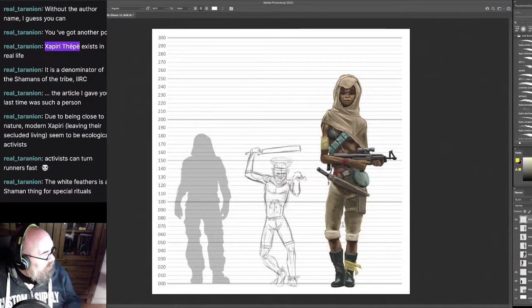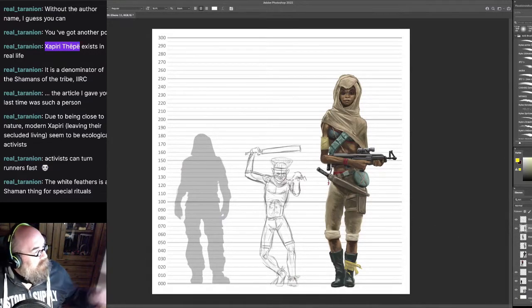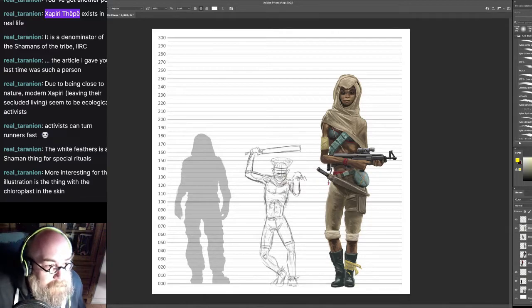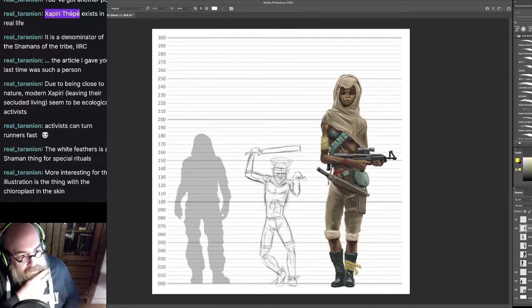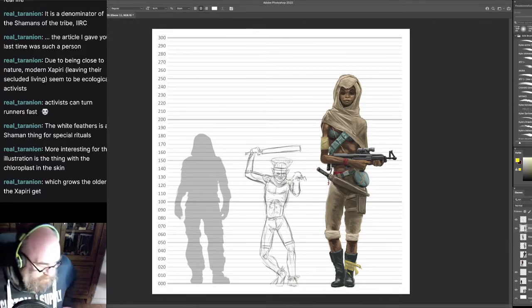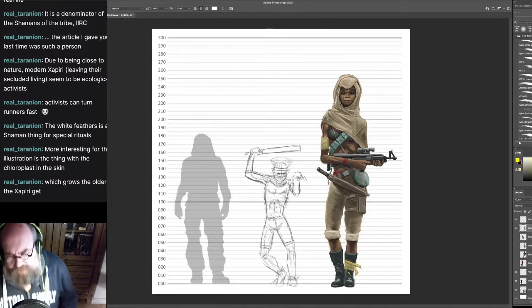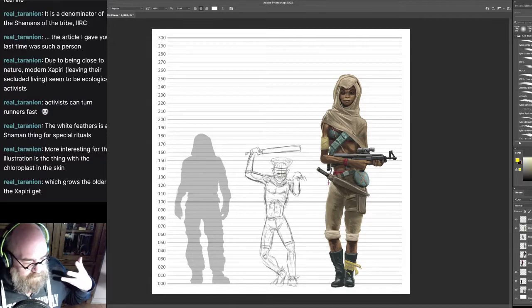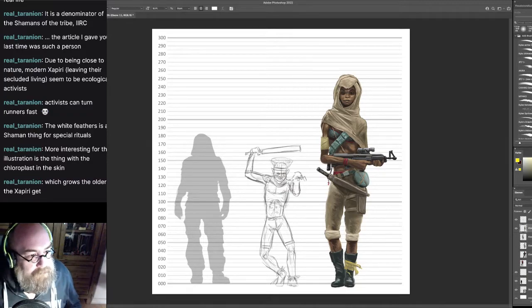I will not use the female Vakyambi in this picture. She is just present so that I can pick some of the colors from her. Yeah, as Terranion just mentions, the main feature of the Xapiri is that they have a chloroplast skin condition. So they are not partially plants, but they can live off sunlight for some time. And these green spots on their body grow as they get older.